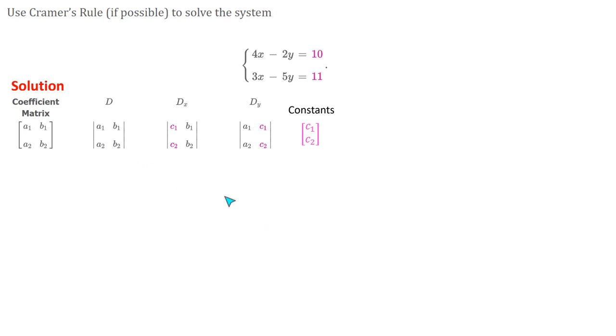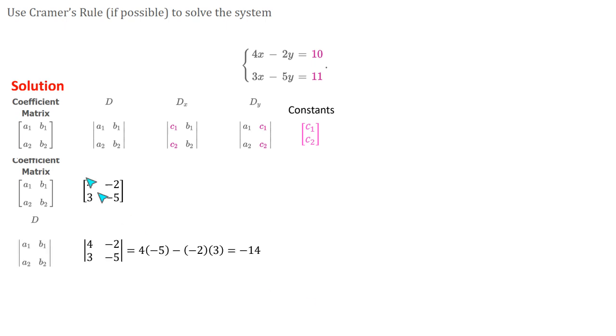Okay, so first, I always like to write this down just so I can have it. So my coefficient matrix is going to be the coefficients, so 4, -2, 3, and -5. We need to find the determinant. Okay, so 4 times -5, and then 3 times -2 is going to be -14.